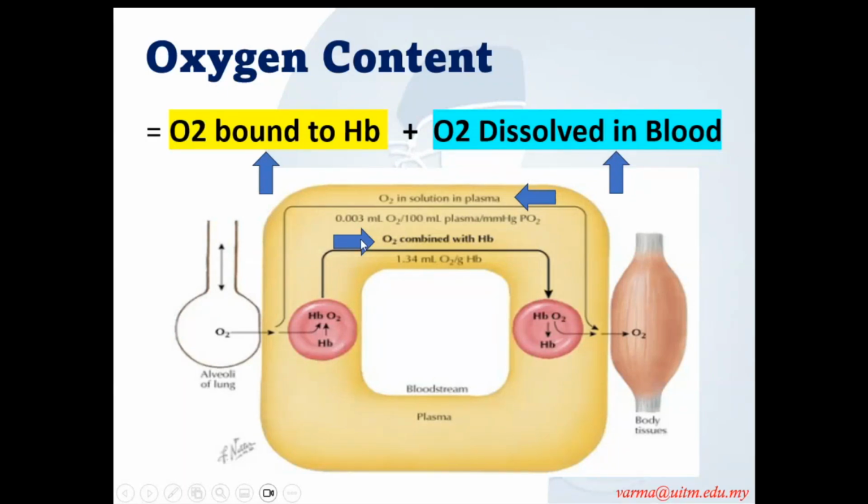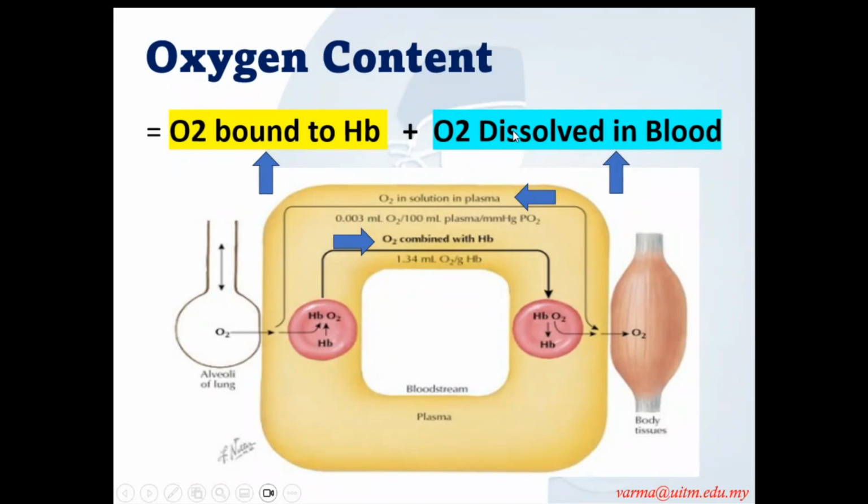Looking at this arrow, oxygen that is bound to hemoglobin: 1 gram of hemoglobin can bind 1.34 mL of oxygen. From the alveoli, which are rich with oxygen, when blood passes through the pulmonary circulation, your hemoglobin will take up oxygen. How much can it take up? 1 gram of hemoglobin can take up 1.34 mL of oxygen. Remember this number.